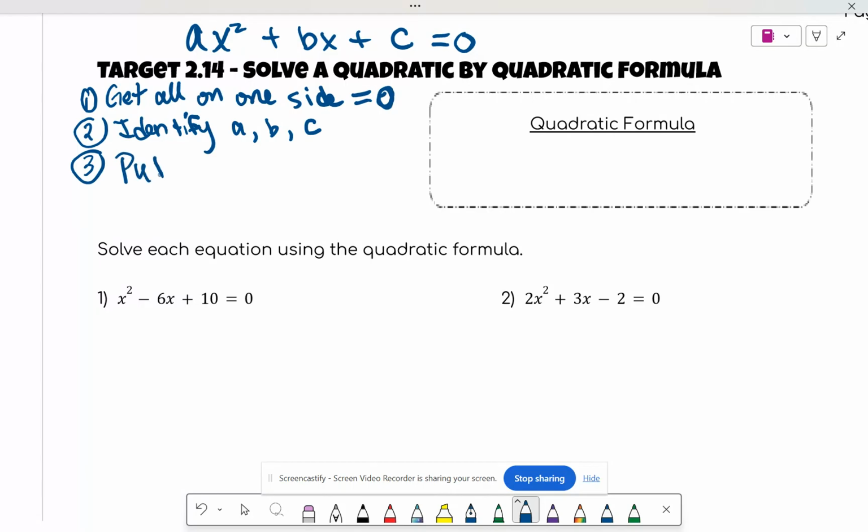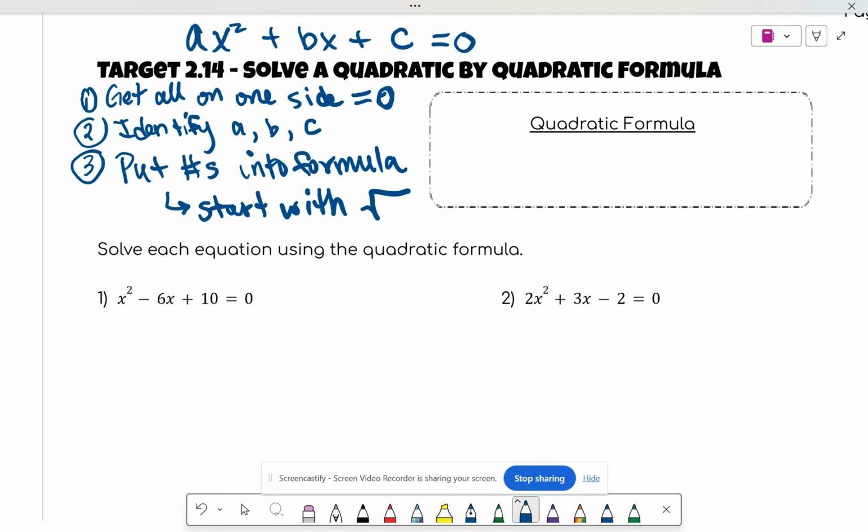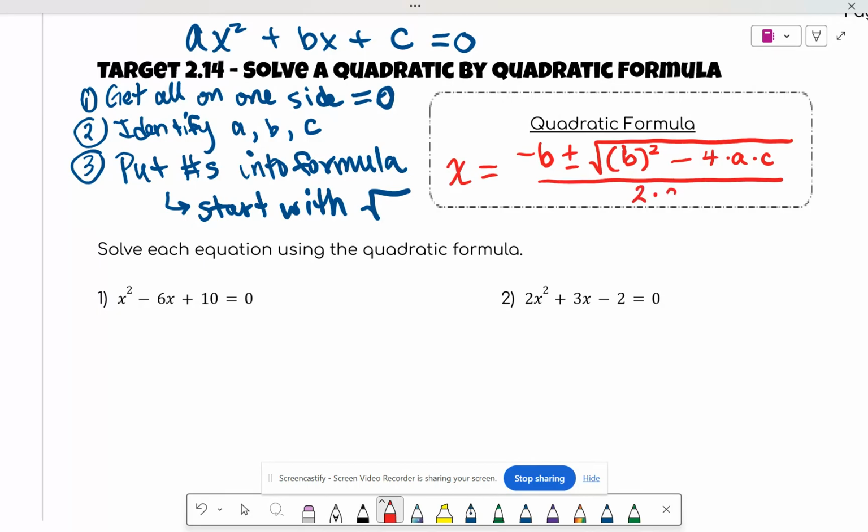And once you identify those numbers, you will put those numbers into the formula and you will simplify, and you're going to start with the numbers under the square root. So again, our quadratic formula is x equals the opposite of b plus or minus the square root of b squared, and I like to put this b in parentheses because if you're going to put it into decimals or something, the negative gets squared and becomes positive every single time. Minus 4 times a times c all over 2 times a.